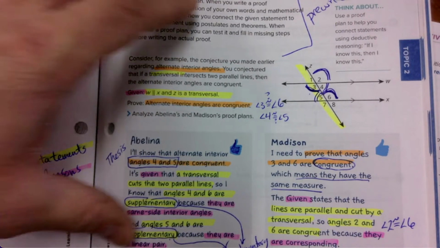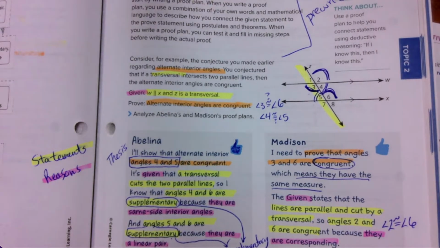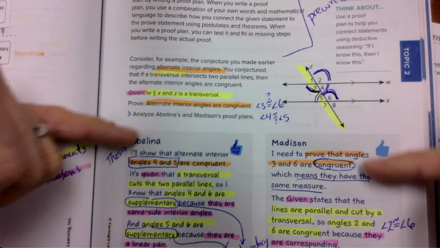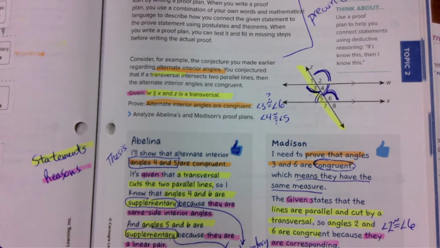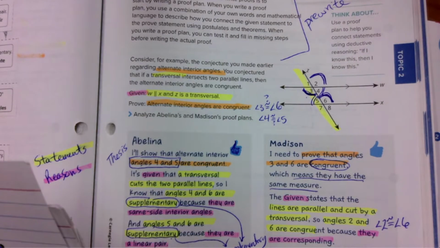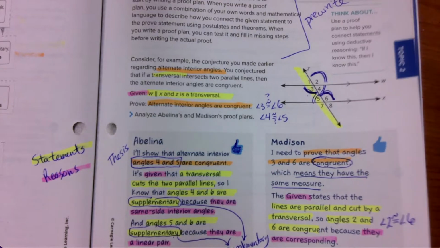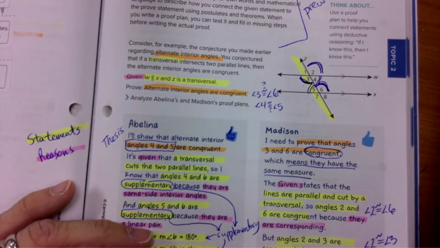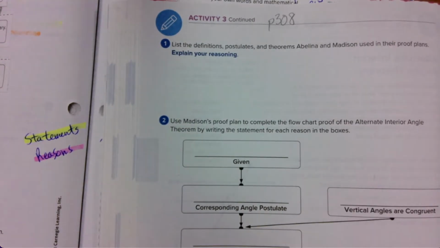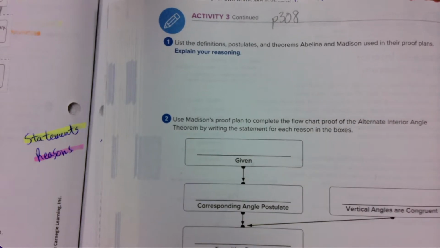Okay, so I've got a ton of different highlighting going on page 307, a lot of good processing of that page. If you haven't processed page 307, please go back and do that. By process, I mean highlight with several different layers of highlighting. Because as we see an example from someone, myself or another student, and we're critiquing the reasoning of others, we need to be able to process what they said and turn that into actionable statements. Like number one, list the definitions, postulates, and theorems Abellina and Madison used in their proof plans.